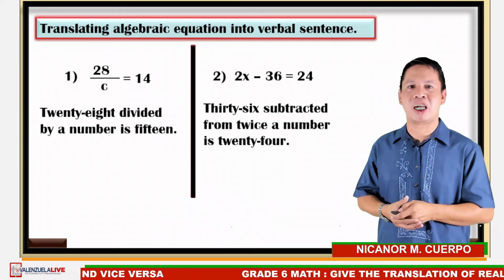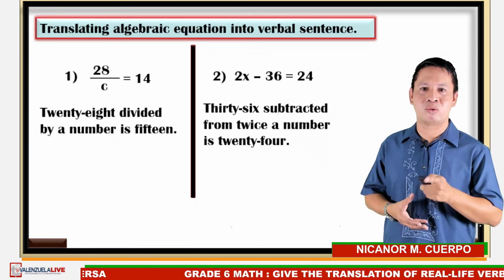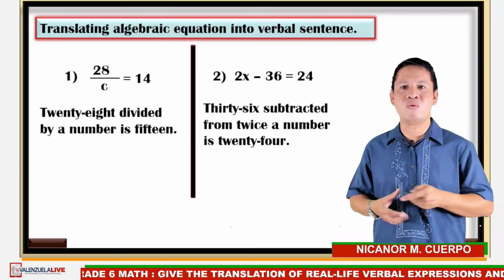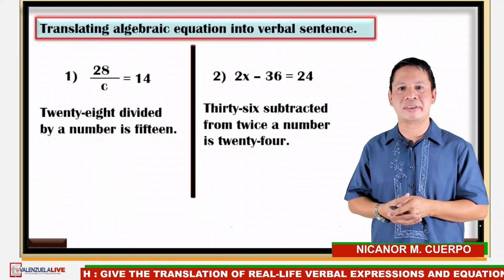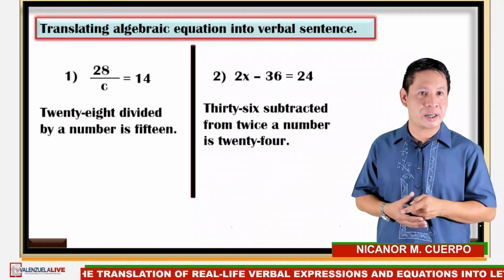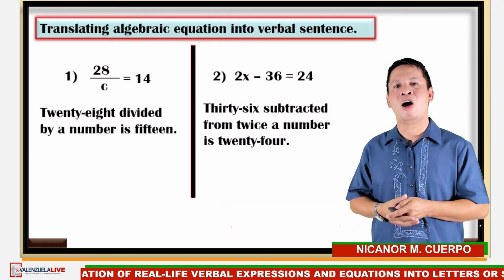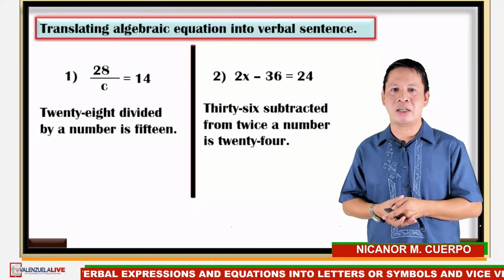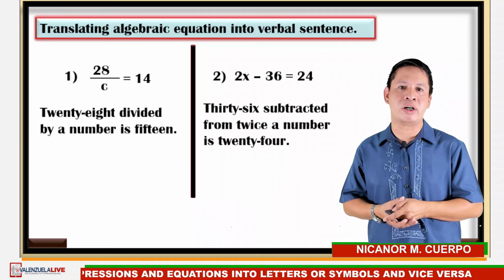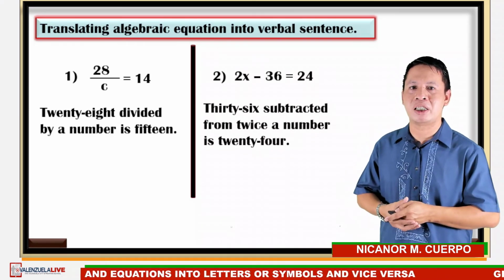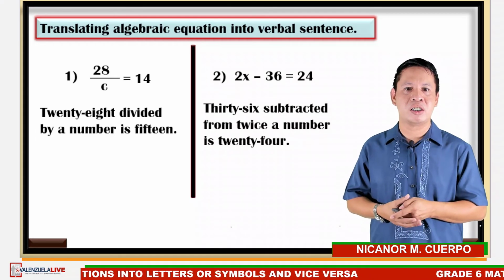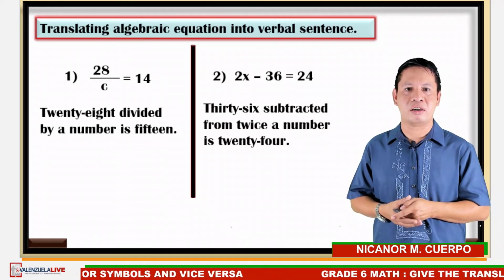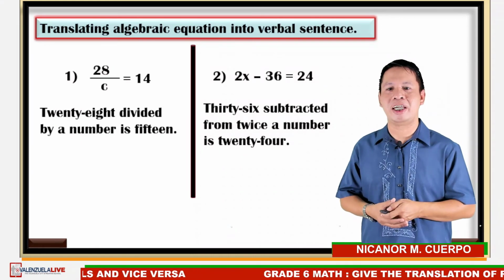For this algebraic equation into a verbal sentence, 28 over c is equal to 14. So in words, that is 28 divided by a number is 14. For number 2 equation, 2x minus 36 equals 24. So the correct verbal sentence would be 36 subtracted from twice a number is 24. Okay?